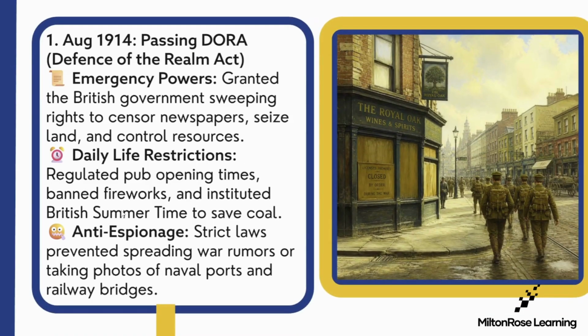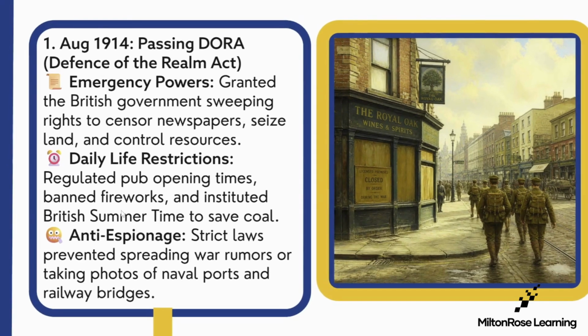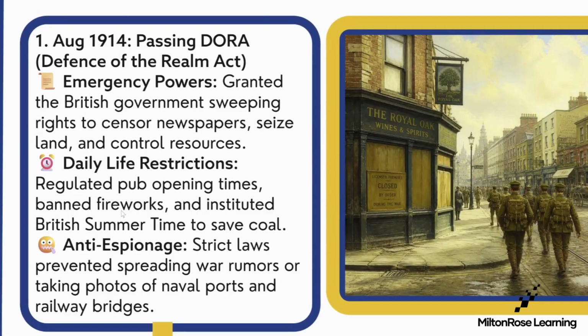So August 1914 then, so pretty much at the start of the war, we have the passing of DORA, the Defence of the Realm Act. So effectively then, what that does is it grants emergency powers to the British government, sweeping rights to censor newspapers, seize land and requisition it if needed, and control resources. They have dictatorial powers effectively.